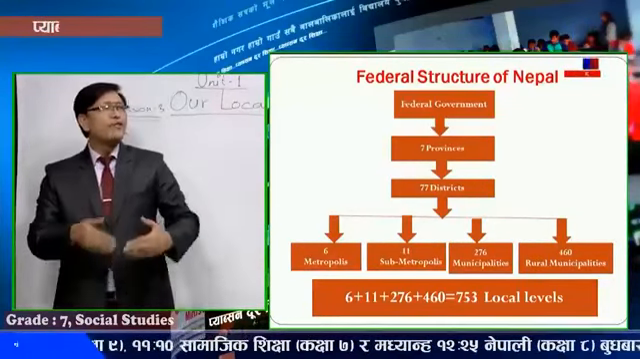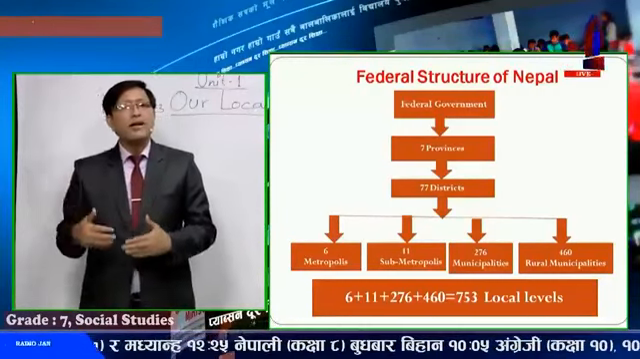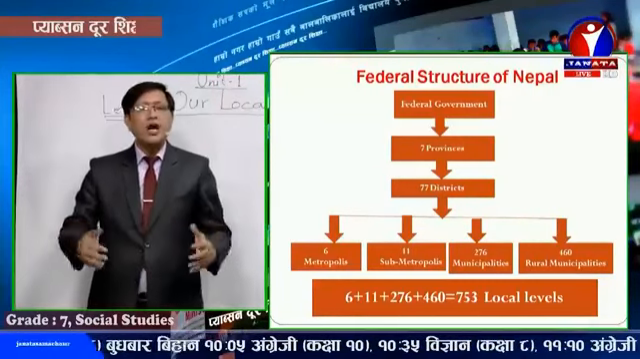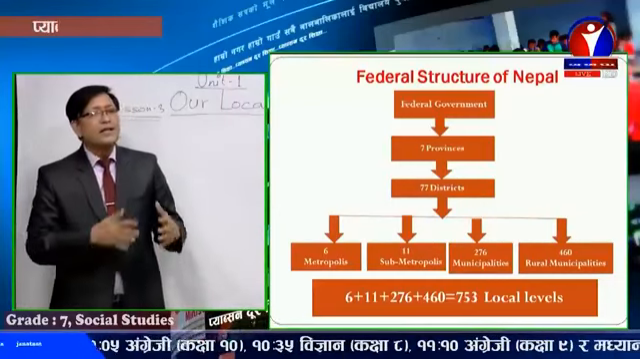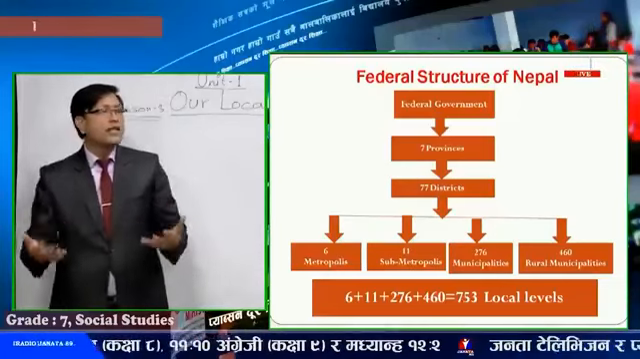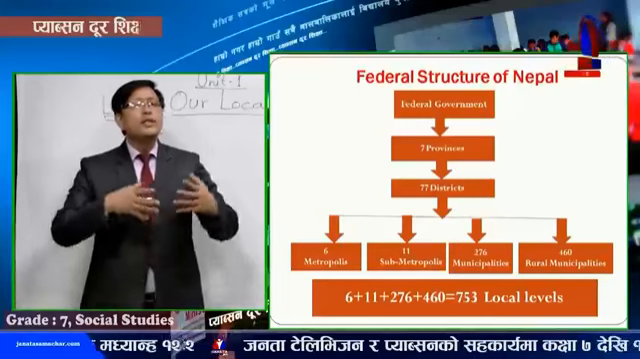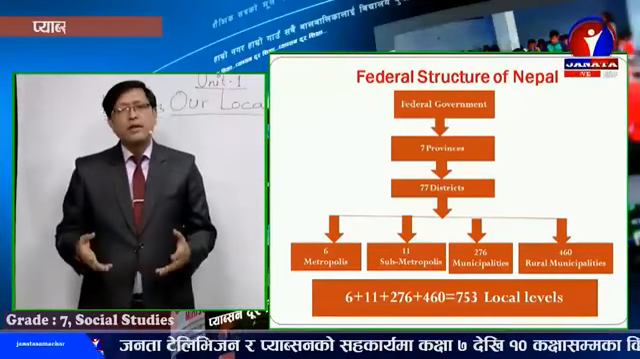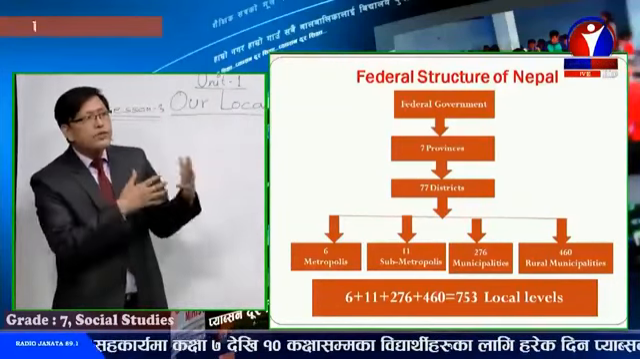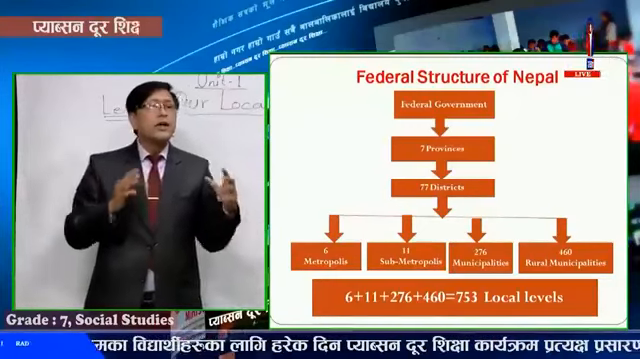Look at here also. You will find central government means federal government. It is in Kathmandu. Now the federal government is led by Prime Minister KP Oli. All right. Then after 7 provinces across Nepal. Isn't it 7 provinces? Then after altogether 6 plus 11 plus 276 plus 460 is equal to 753 local levels. So this is the structure of federalism of Nepal. And after observing the structure of federalism, now again you can make the definition, right?